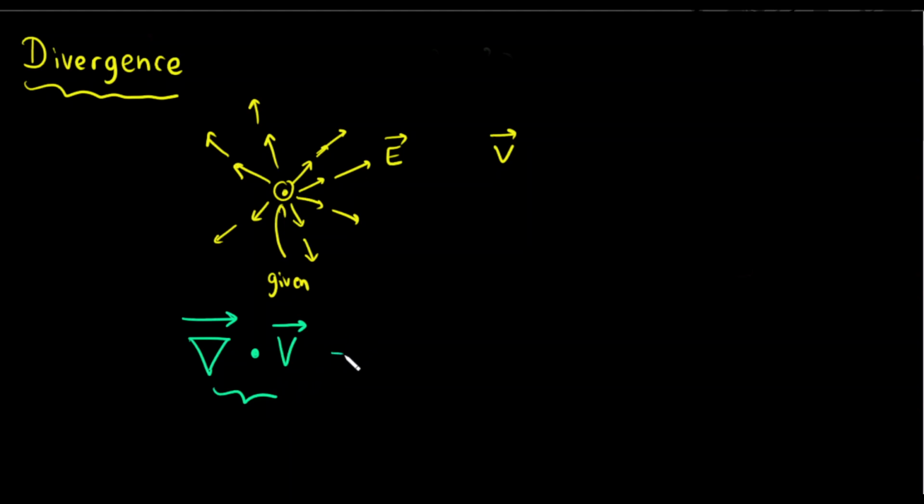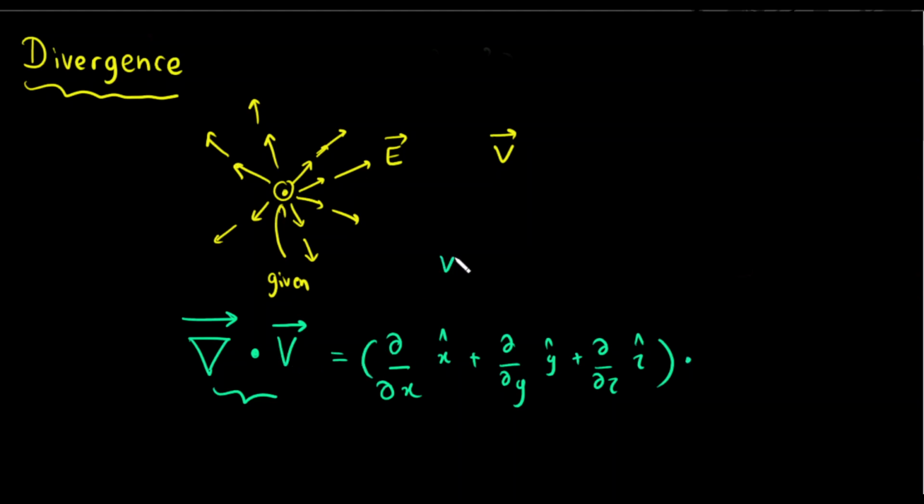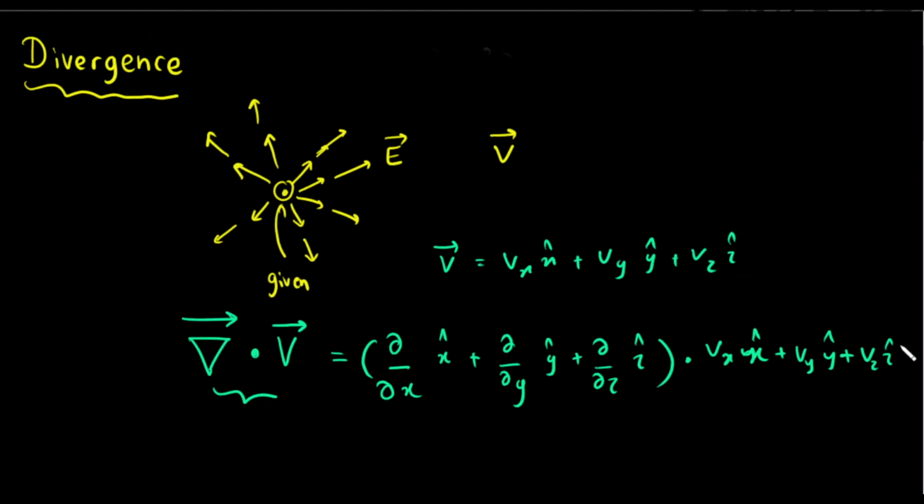You know that I have defined the del operator in the previous video. So you know that ∂/∂x x-hat, ∂/∂y y-hat, and ∂/∂z z-hat is my del operator. Now I'm going to define this V vector as Vx x-hat plus Vy y-hat plus Vz z-hat.